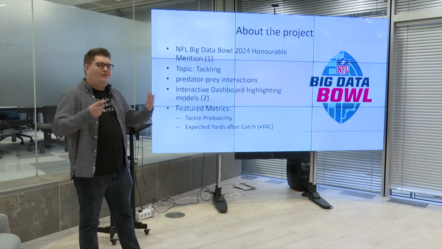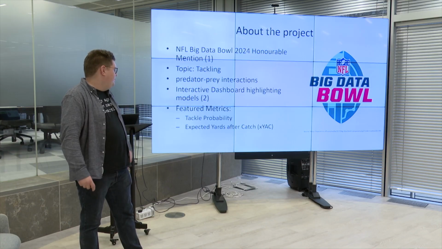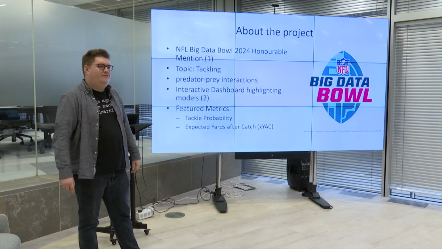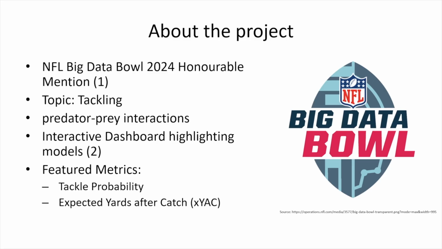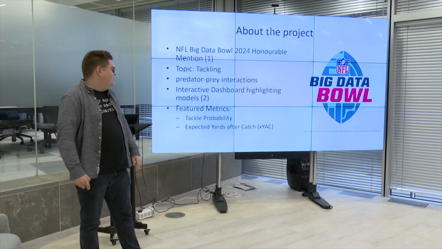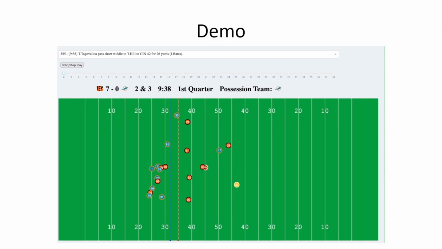and that I built with Plotly Dash, where you can look at our models: the tackling probability, where for every frame of the play in the tracking data you get a probability that a given player will make a tackle, and the expected yards after catch, which is the expected distance a player will go in the given setup of our tracking data. To see what I'm talking about, I will start with the demo.